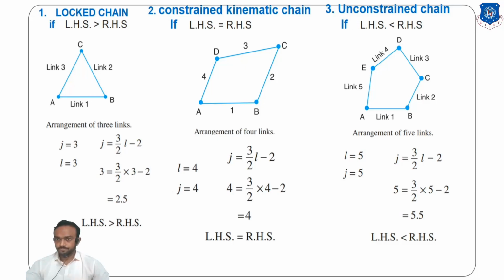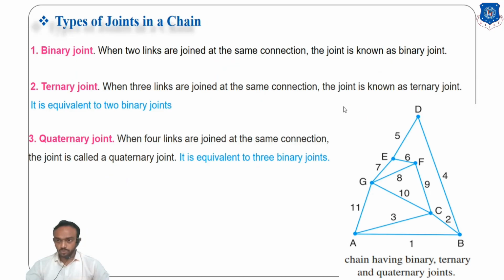Okay, the last point I want to discuss. In all three examples, you can see only two links connected at the same place. But what if three links or four links are connected at the same place? We have to study these types of joints in a chain.